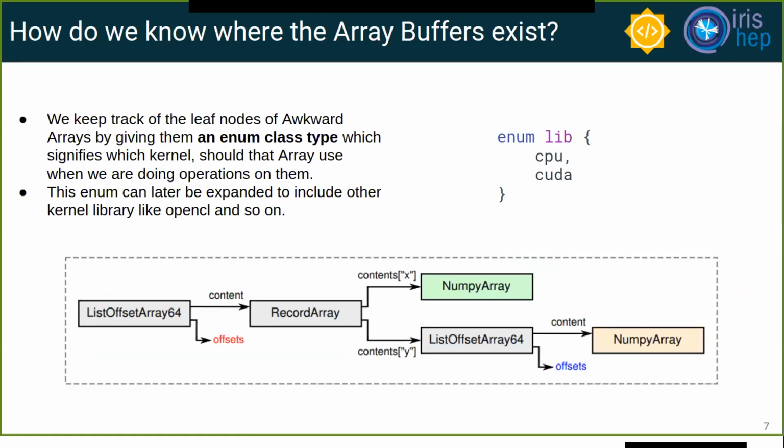So to track the location of an array buffer, we assign a new enum class type to each of the leaf nodes, that is the NumPy array class and the index class. It's worth talking about the fact that the users have complete control over where the array buffers reside, that is the main memory or the GPU memory. We avoid any kind of behind the scenes transfers, which might actually slow down the library during runtime.